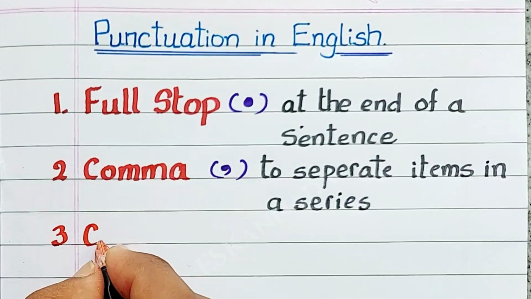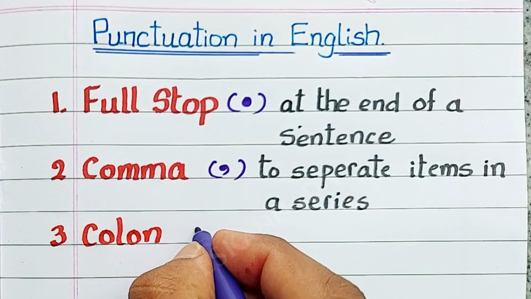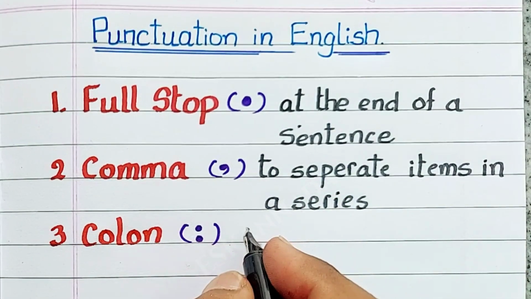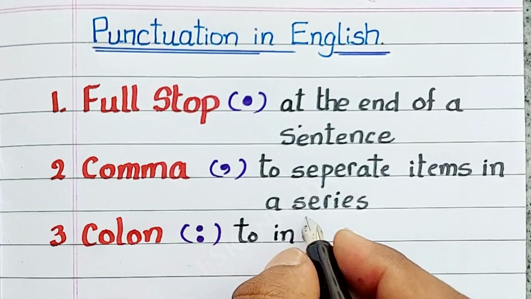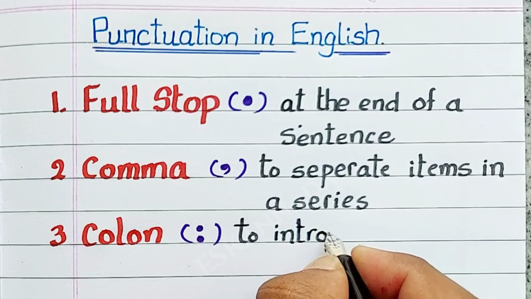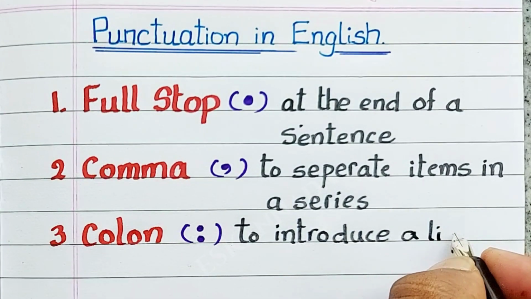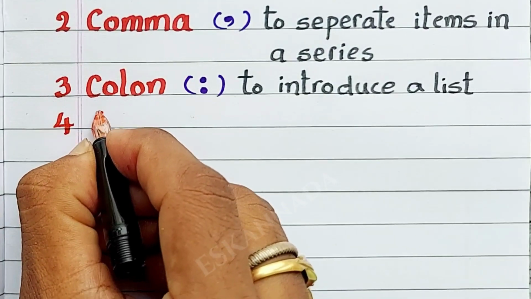Third one, colon. It looks like two dots, upper and lower. It's used to introduce a list.